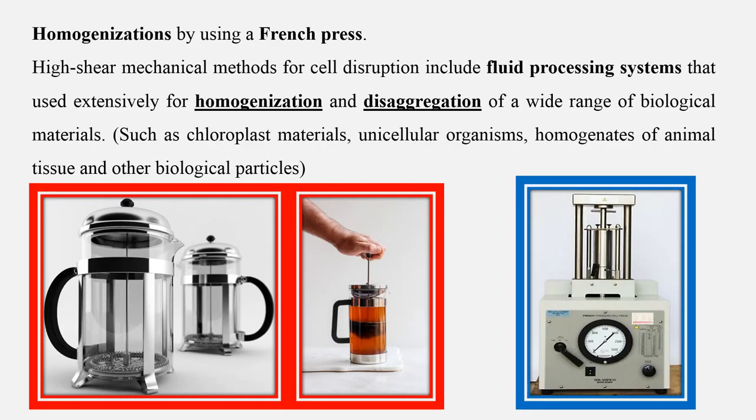Homogenizations by using French press. High shear mechanical methods for cell disruption, including fluid processing systems that use extensively for homogenization and disaggregation for a wide range of biological materials, such as chloroplast materials, unicellular organisms, homogenates of animal tissue, and other biological particles.